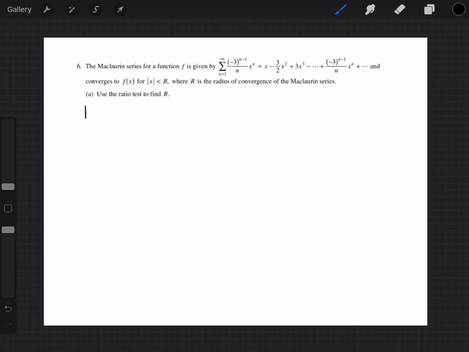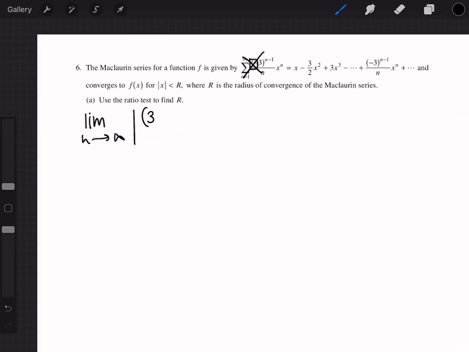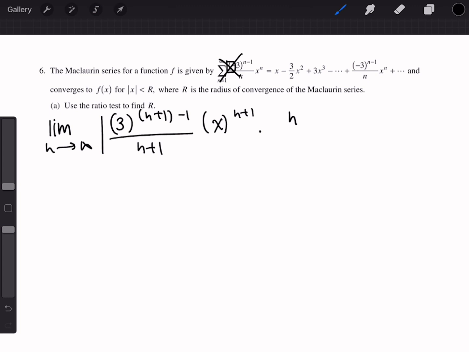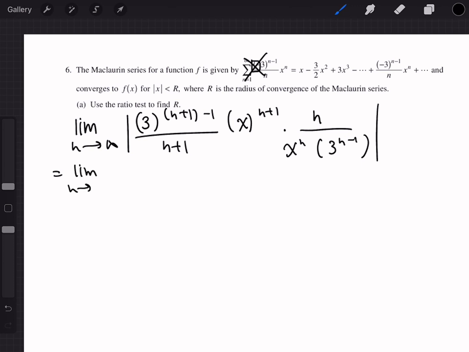Use the ratio test to find R. When doing the ratio test up here, we can ignore the negative. The negative disappears because it's absolute value. It doesn't matter if you leave it in or out, because eventually it will disappear. So let's just set up the ratio test. Where in absolute value, it's 3 to the n plus 1 minus 1 times x to the n plus 1 over n plus 1 times n over x to the n times 3 to the n plus 1.